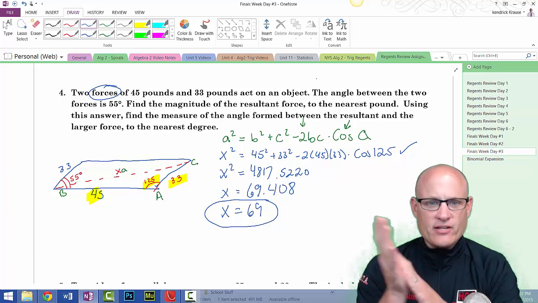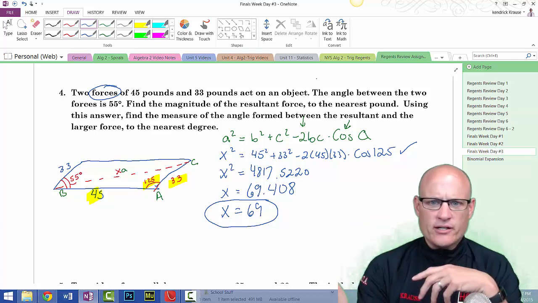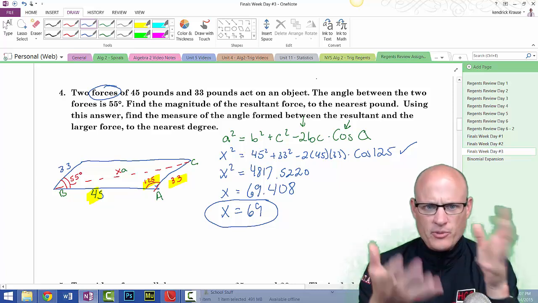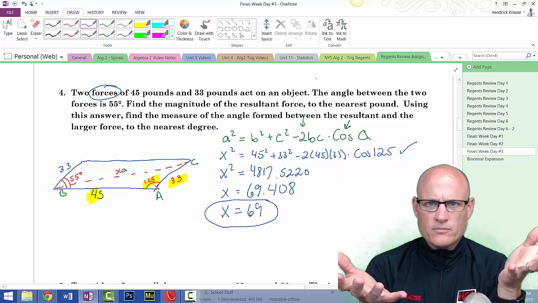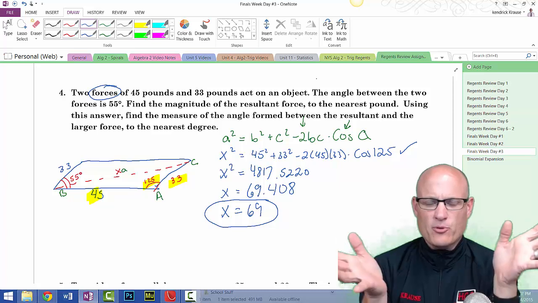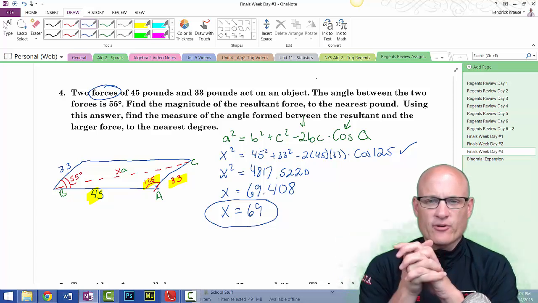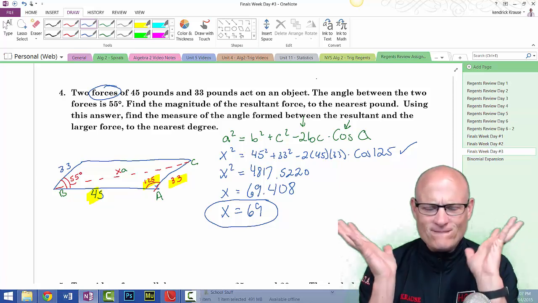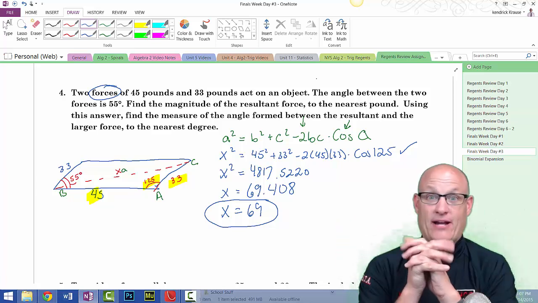Wenn du hast diese Antwort, du musst die große Angle von dieses Bild gefunden. That's my really poor attempt at saying something in a different language, German, and having you go, what the heck did that guy just say? What? I don't even know what that means.